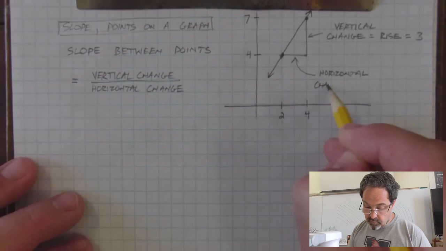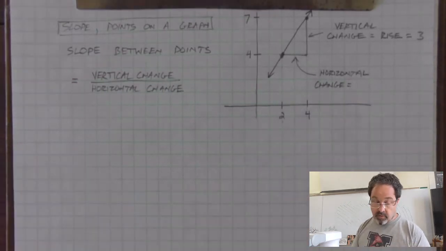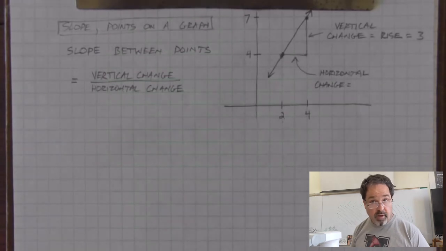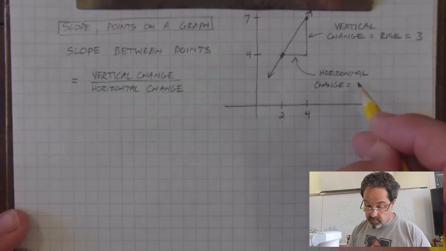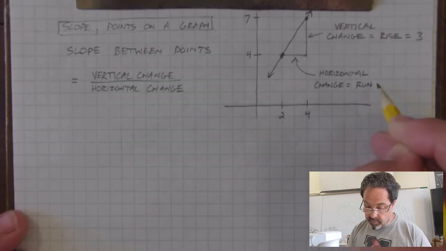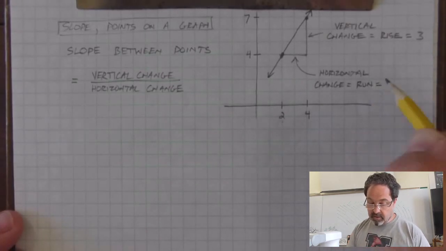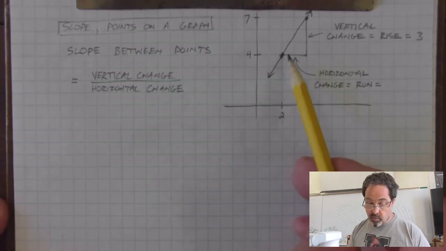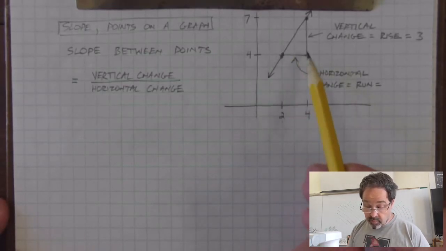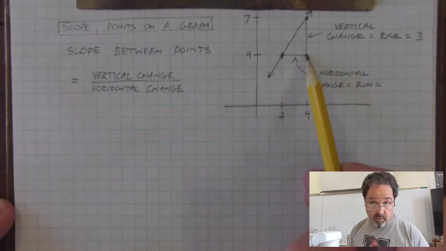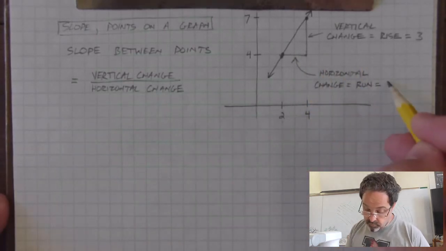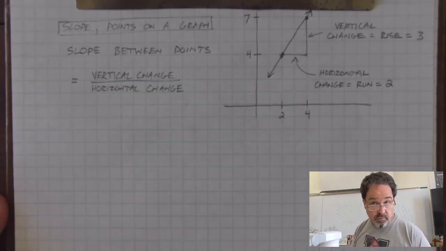Horizontal change is also kind of a cumbersome term. We have a simpler term that means the same thing as horizontal change. The word run means the same thing. And in this case, starting at 2, we had to run by 2 to get to 4. So the horizontal change, or the run, in this case is equal to 2.